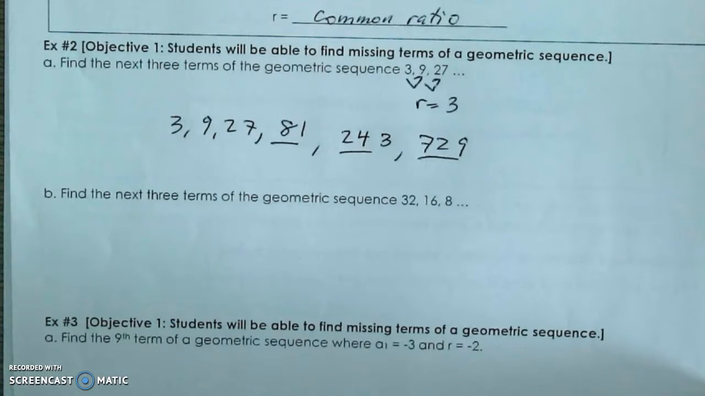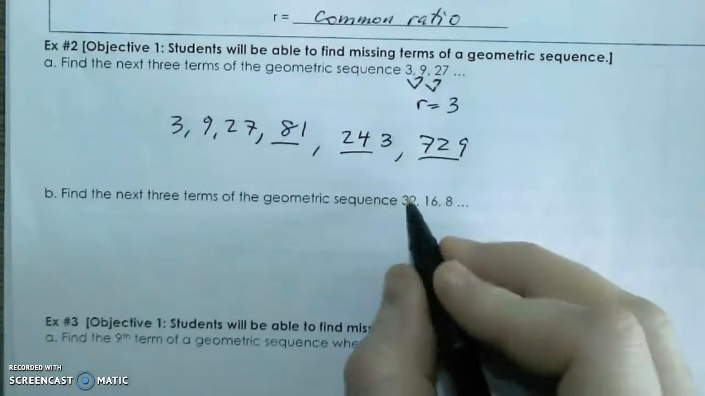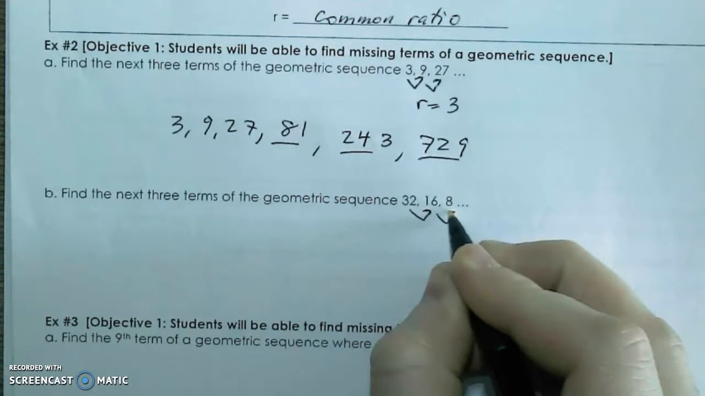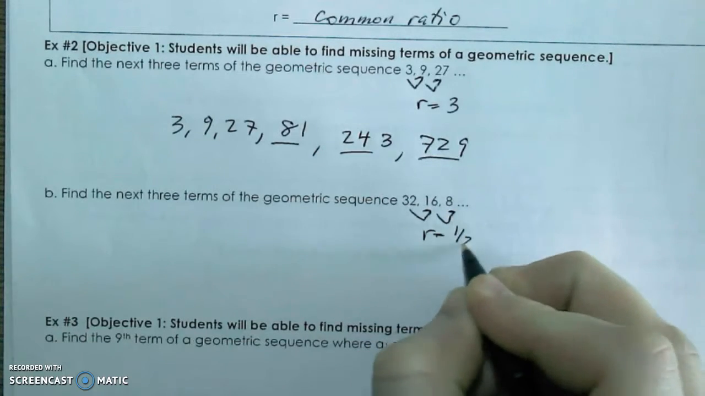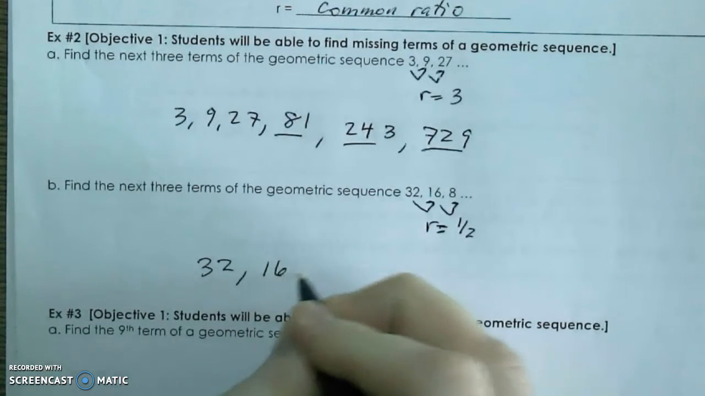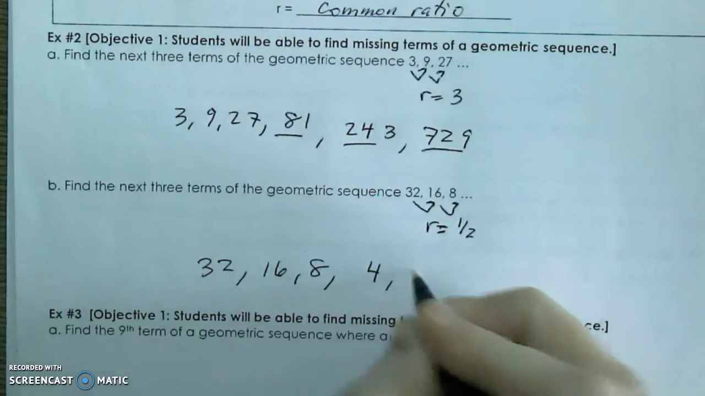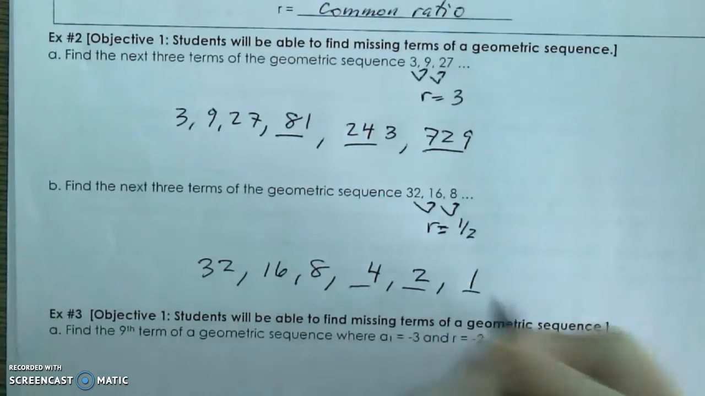It looks like we are dividing by 2 or multiplying by 1/2 each time. So my r is 1/2. And if r is 1/2, then my next number would be 4, and then 2, and then 1 if we take half.